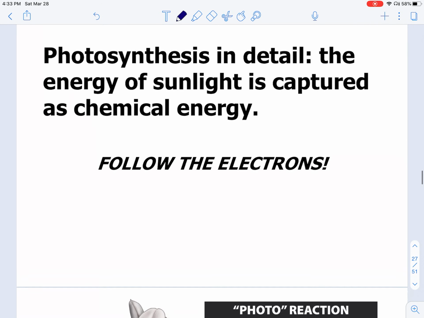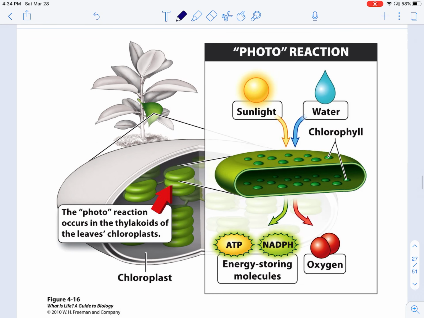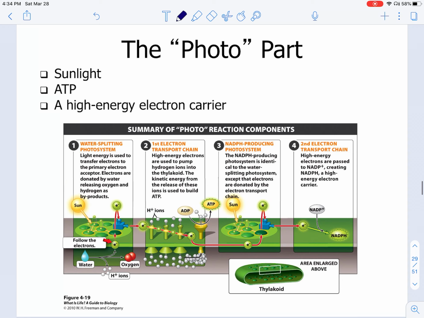So the step we're going to talk about is the photo part, which is the light dependent part. And this is where we're actually taking the energy of sunlight and converting it into ATP and NADPH. And this is the part where we produce oxygen as a waste product. And so I'm going to go through this. It seems complicated, but it isn't as long as we take things step by step. And remember, you always want to follow the electrons because that's where the energy is.